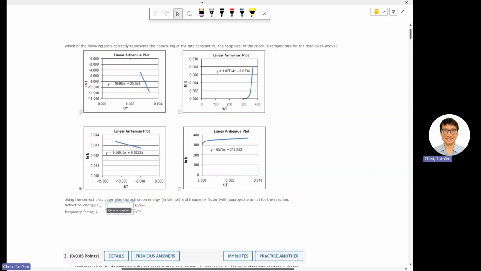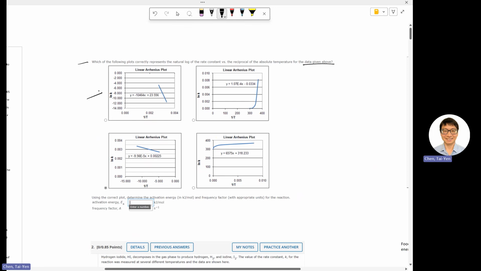This is one of the questions that a student posed. I feel that you can post everything that I need to have. It says: which of the following plots represent the natural log of rate constant versus reciprocal of absolute temperature of the data given above. I don't have the data, so I don't know which data it is, but I can guess the answer must be either this one or that one.